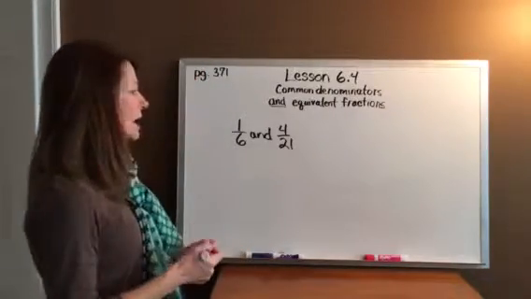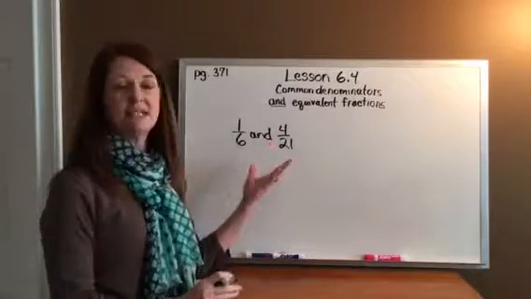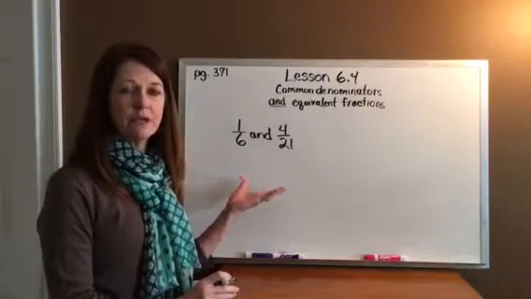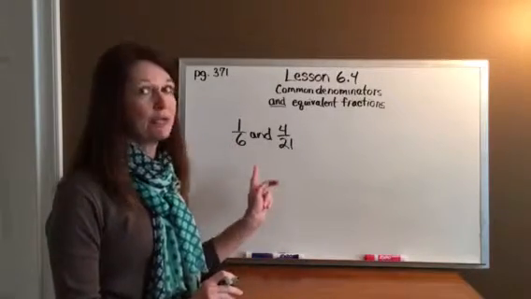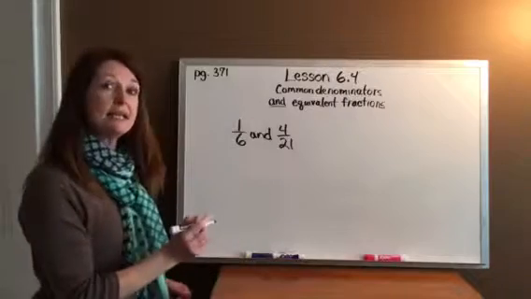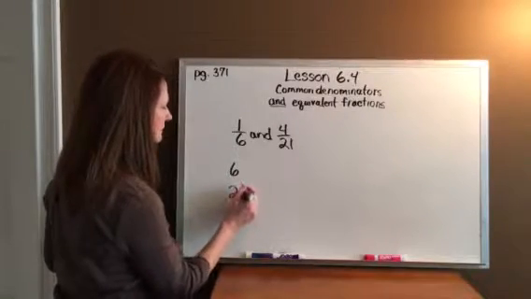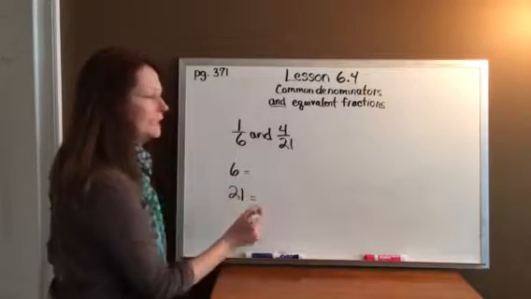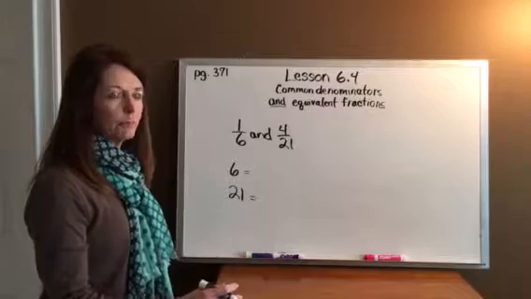All right, finding a common denominator. Here we go. I have 6 and 21 as my denominators. Notice I'm not trying to add them together. I just want to find a common denominator between these two independent and separate fractions. So I'm going to take 6 and 21, and I am going to start listing their multiples, and I'm going to look for common multiples.